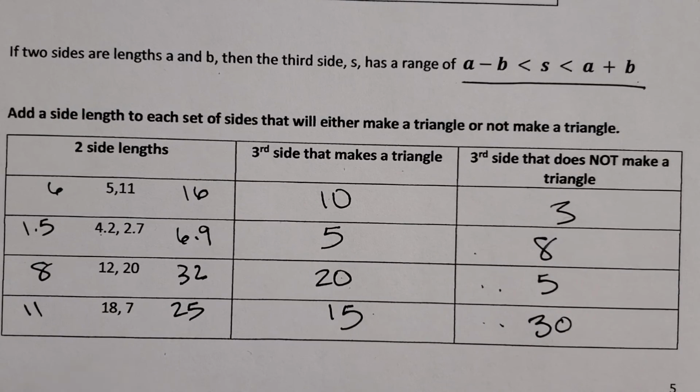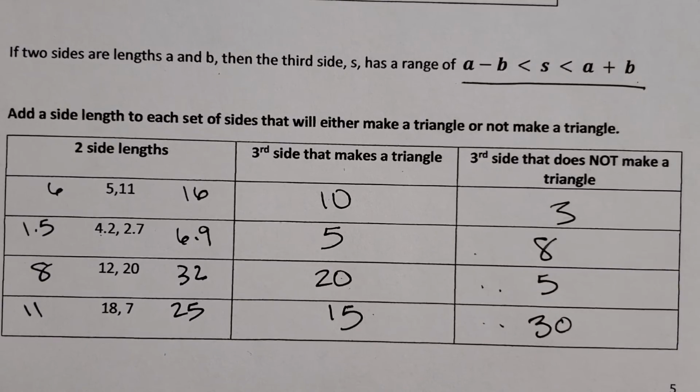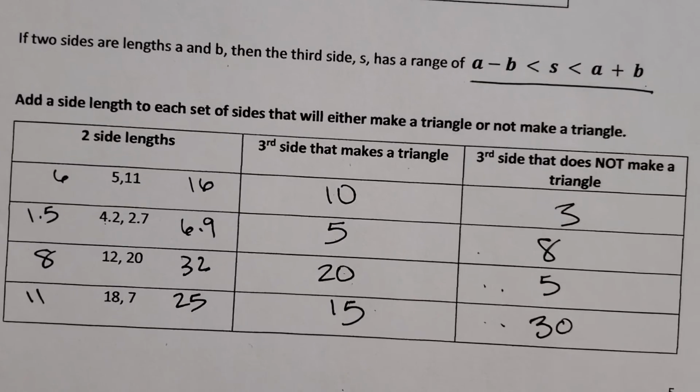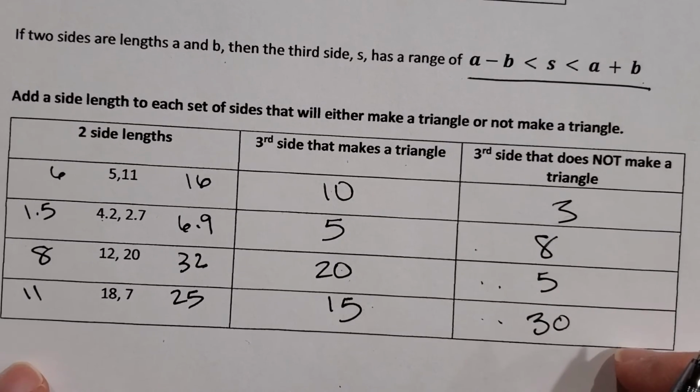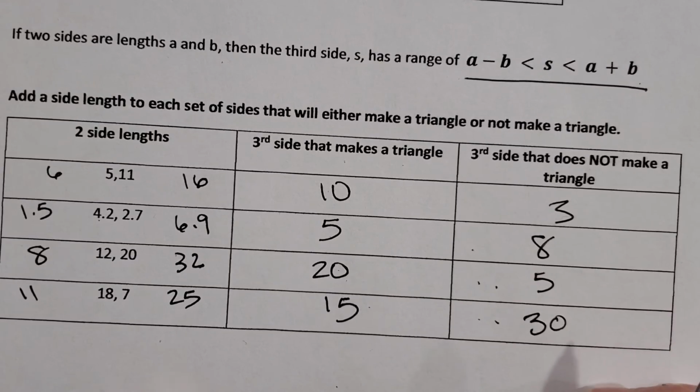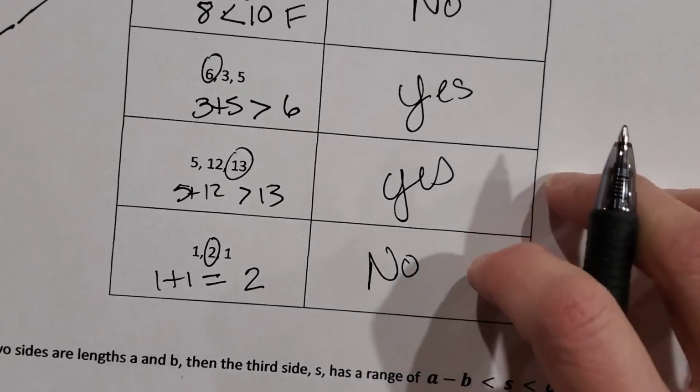That is called applying the triangle inequality theorem. On your homework, a little Delta Math homework, you're going to be given three sides and you're going to have to determine whether it makes a triangle or not. So you're just going to use that theorem to do it.